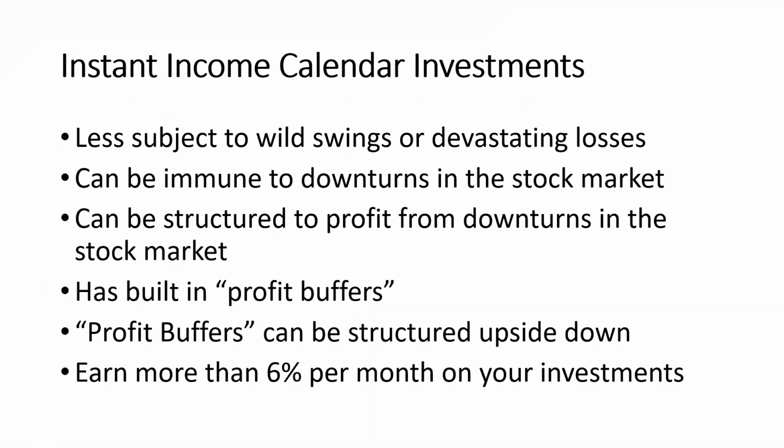All right, these types of investments, and I call them investments rather than trades, and you'll see why in a moment, are less subject to wild swings or devastating losses. They're definitely immune to downturns, like what we've seen over the last couple of weeks. They can be structured to profit from downturns. In fact, we can flip them upside down. They have built-in profit buffers. In fact, the profit buffers can be structured upside down. And the key is the last bullet point: we focus on earning more than 6% per month on our investments.